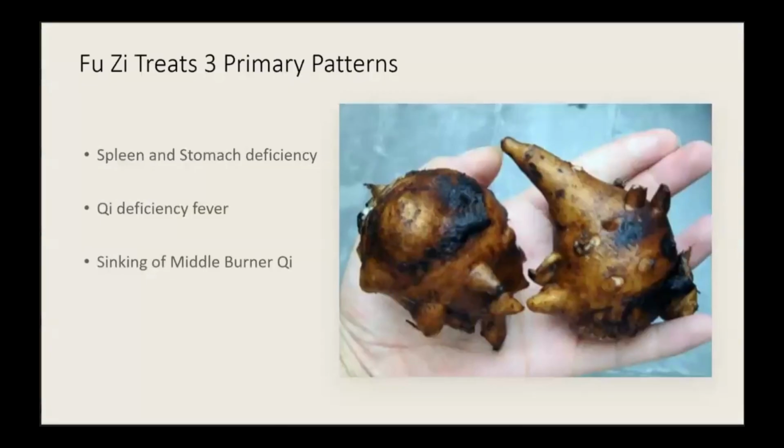Three primary patterns. Sometimes when the qi is really weak, people get fevers like that. This is really good for that. Sinking of the middle burner qi. Again, I described that, kind of everything sinking down. This is really just restoring the fire.